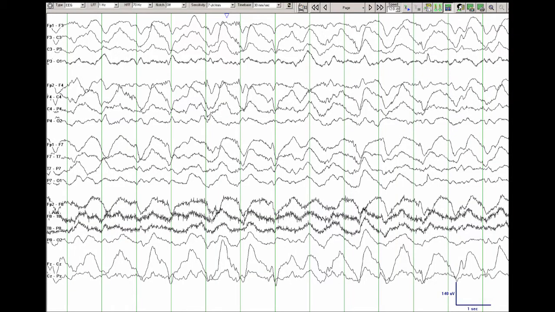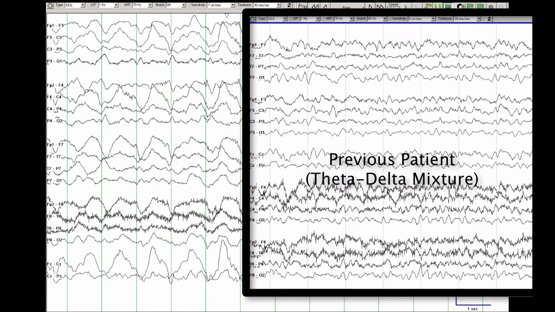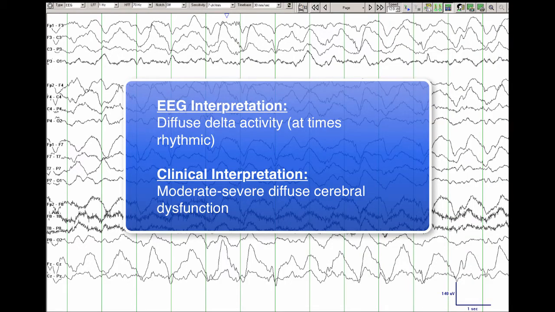There are several indications of increasing diffuse cerebral dysfunction. Here we have a recording where the predominant background frequency is in the delta range at 1 or 1.5 Hertz, as opposed to the previous patient who had background frequency with both delta and theta activity. This might suggest a more severe variant of diffuse, nonspecific cerebral dysfunction.